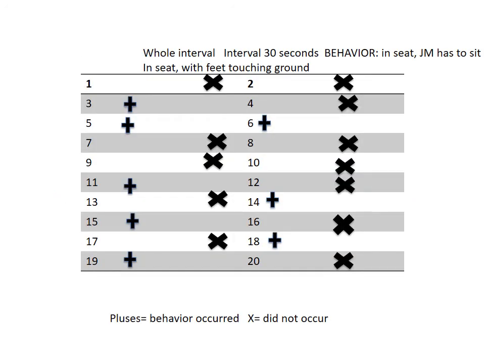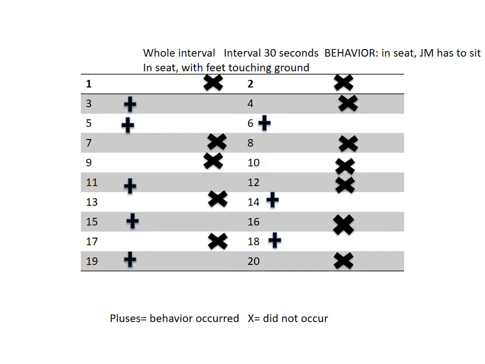So, for this example, we're going to do in-seat behavior. If you notice that on the top, there's an operational definition of what that means. JM has to be in a seat with feet on the ground. This is what the chart would look like filled out.